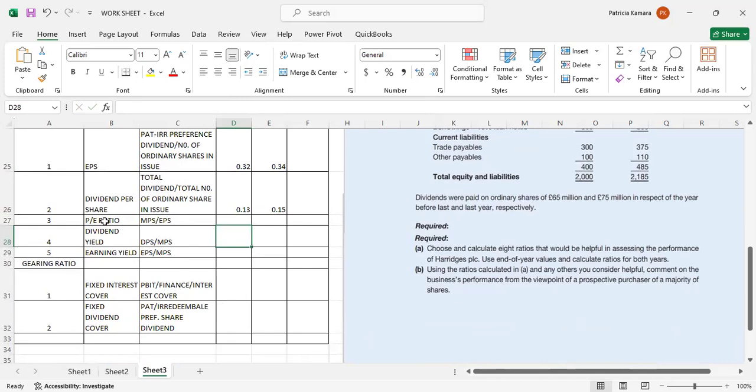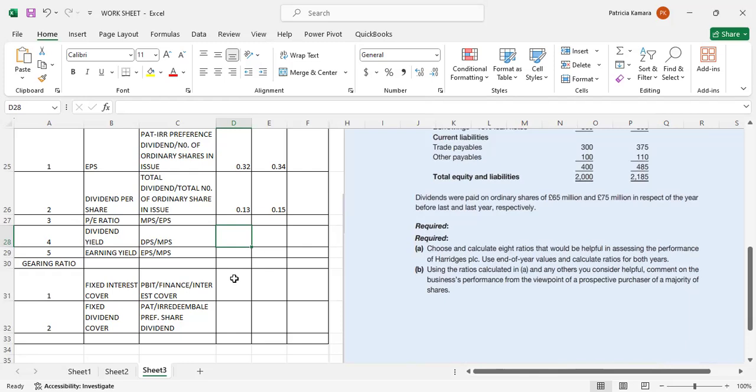So we can also calculate the PE ratio, the price earnings ratio. That is our market price per share divided by earnings per share. We've not been given market price per share, but just in case the question provides you with that information, kindly make use of it. You can also calculate dividend yield, which is dividend per share over market price per share. So the formulas have been given to you, and you can make use of them just in case you have additional information giving the market price per share.